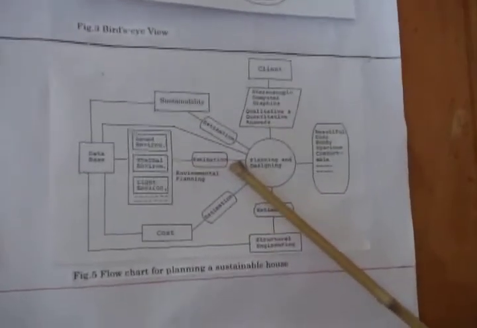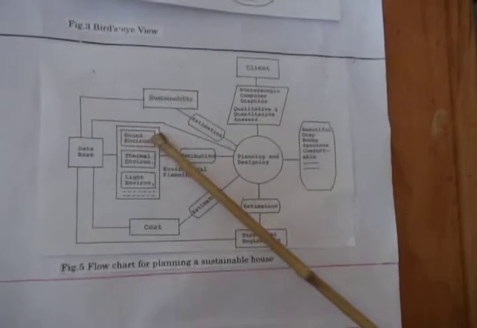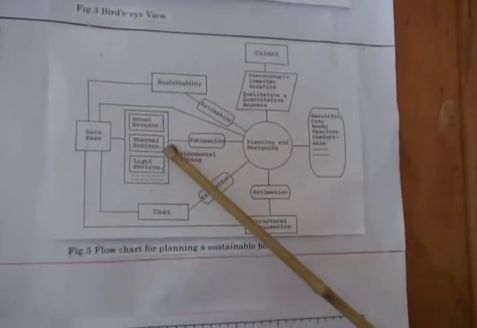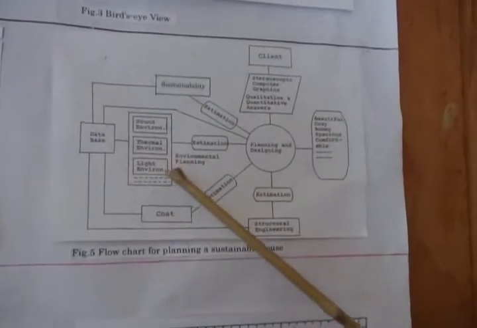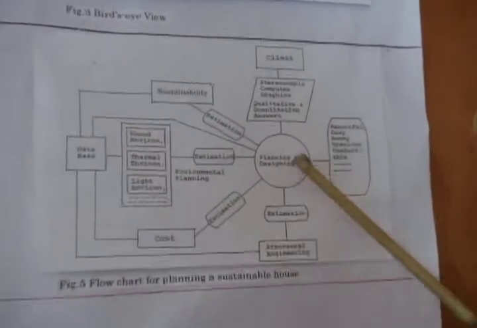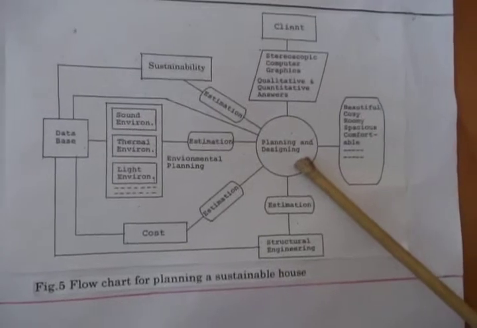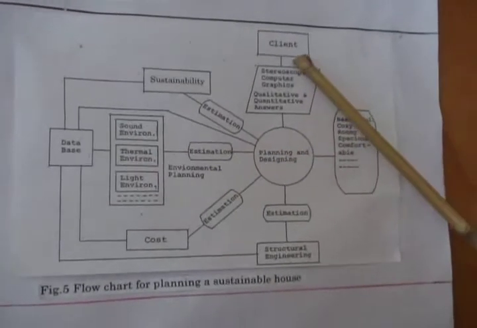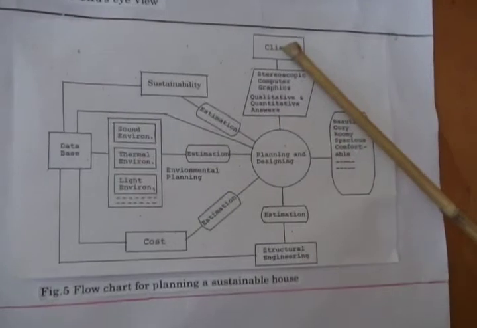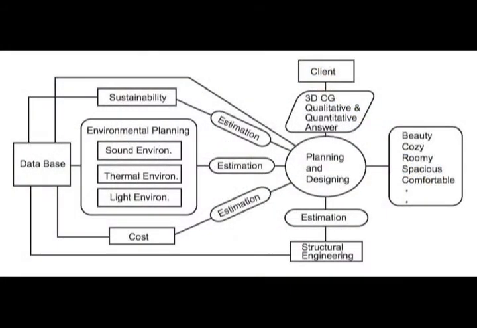For house planning, we have to think about heterogeneous factors: noise environment, thermal environment, light environment. They have to be considered together and estimated synthesizedly. We developed an estimation function for those items, and an architect can estimate how comfortable his designed house is, and he can give it to his client.